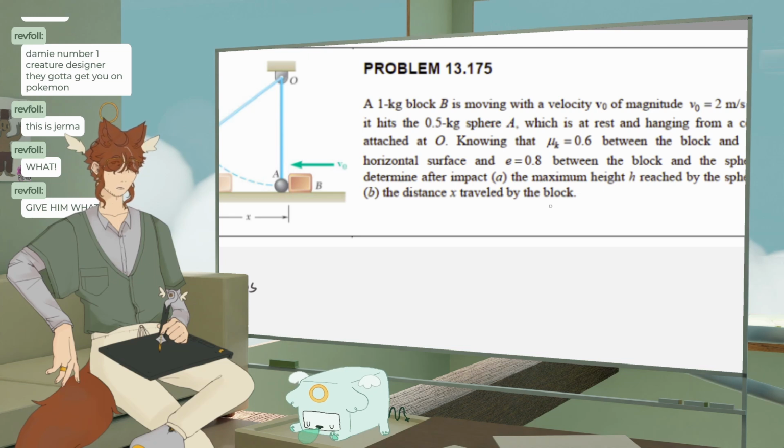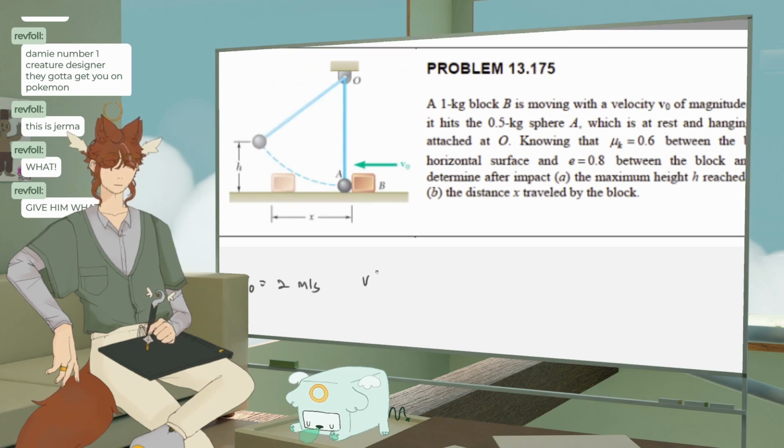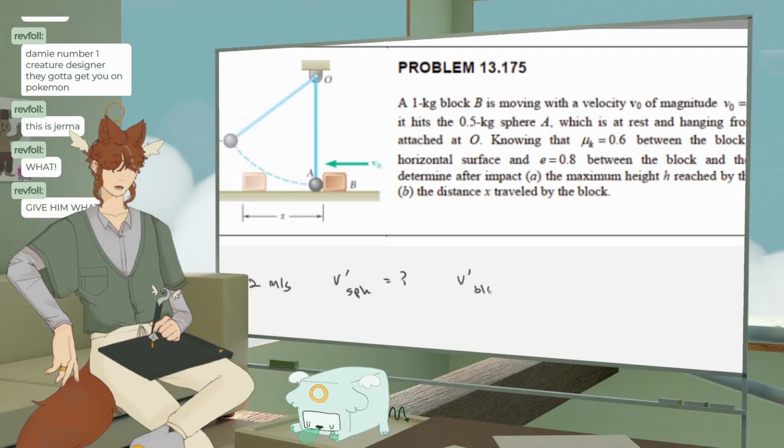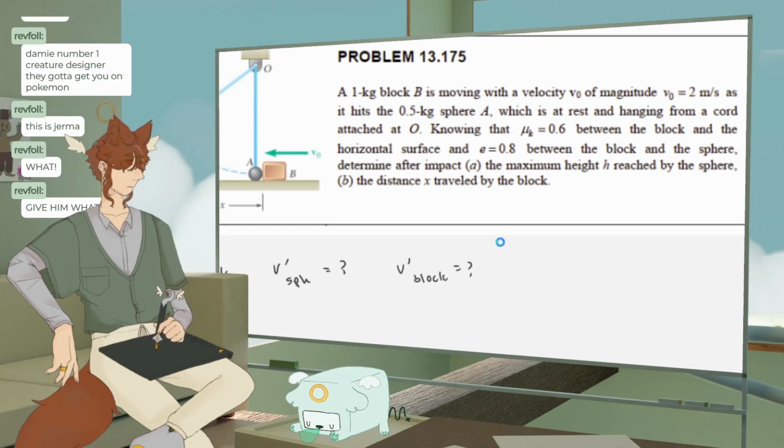So, we are gonna want to... Okay. There's some stuff here. We need to essentially find the velocity after the collision. That is going to be our v prime block equals what? I guess v prime sphere is going to be first, so I'll call it sph equals what? And we can use kinetic energy. V prime block equals what? Because we'll need those, and then we can do some work and energy stuff.